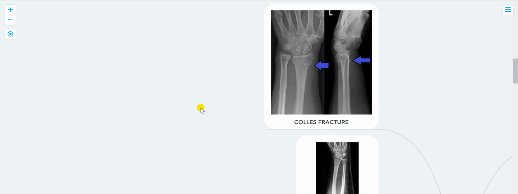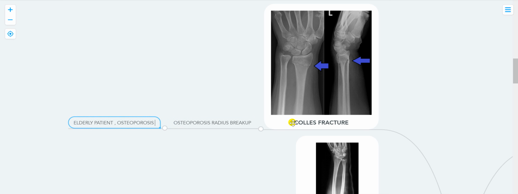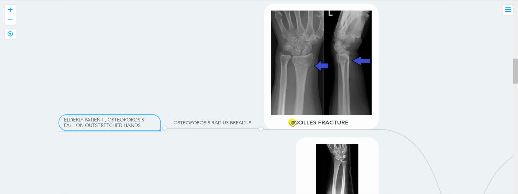The last fracture that we're going to talk about today is the Colles fracture. Colles fracture is usually caused by osteoporosis, a radius break. So an elderly patient, usually this is how it presents, who has osteoporosis, and it can happen due to a fall on an outstretched hand. So this is the Colles fracture.